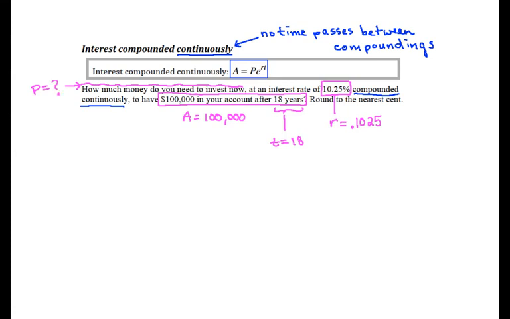So plugging all of these in, I get that A is equal to 100,000. P is the one I'm going to leave as a variable. e is a constant, so e stays the same. r is 0.1025, and t is 18. I'm going to solve this symbolically for P. All I have to do is divide both sides by this whole power of e.